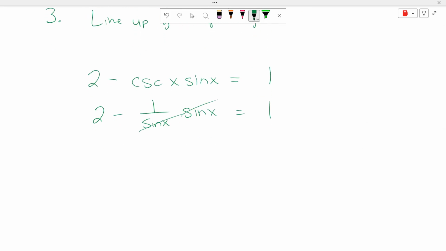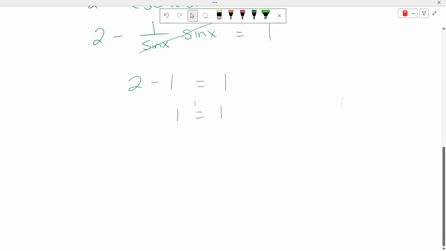The sine of x are going to cancel. So you get 2 minus 1 equals 1. Well, then we know 1 equals 1. Now, are these equal signs perfectly lined up? No, but they're vertical. I didn't go across my paper. Okay? So that's the basics of how to solve a trig identity.